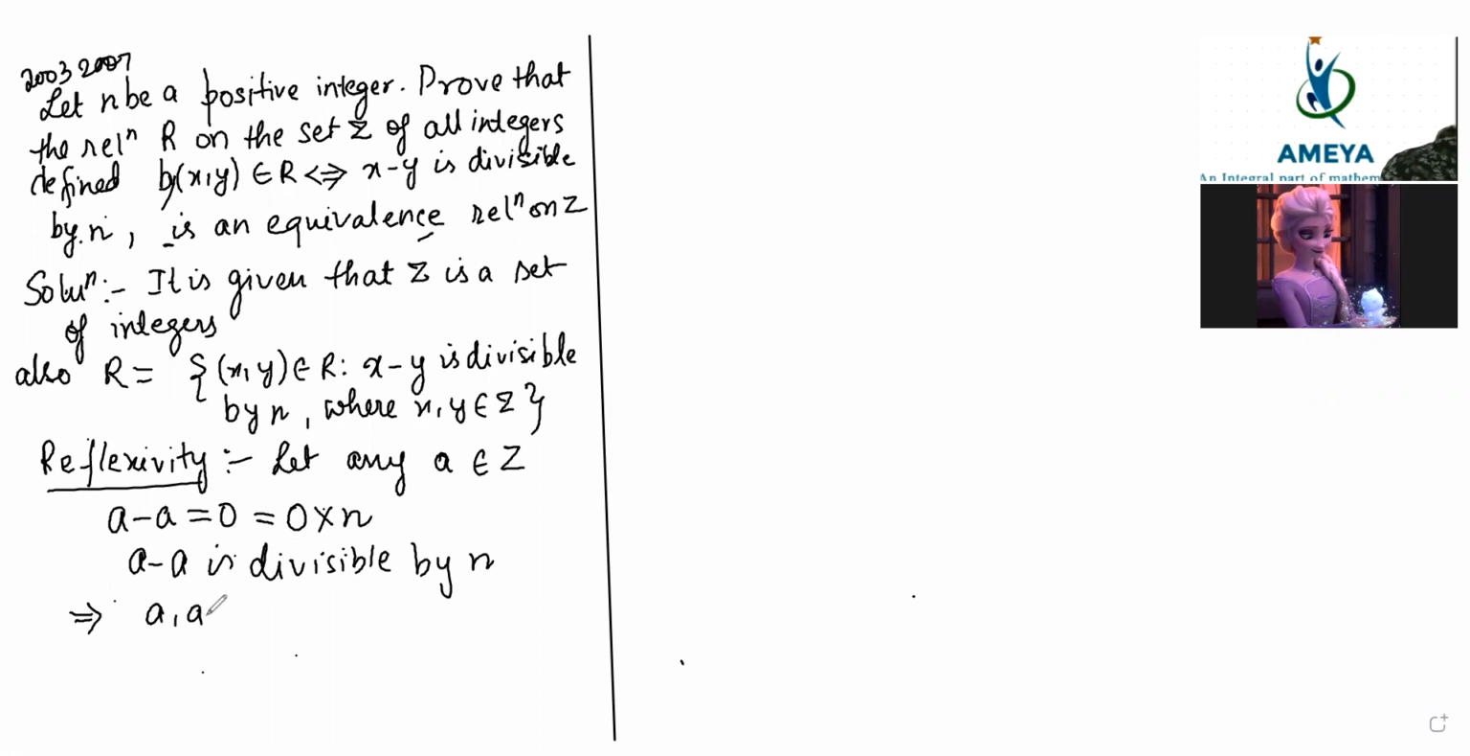So for any, or for all A belongs to set of integer. Therefore, A comma A belongs to relation.